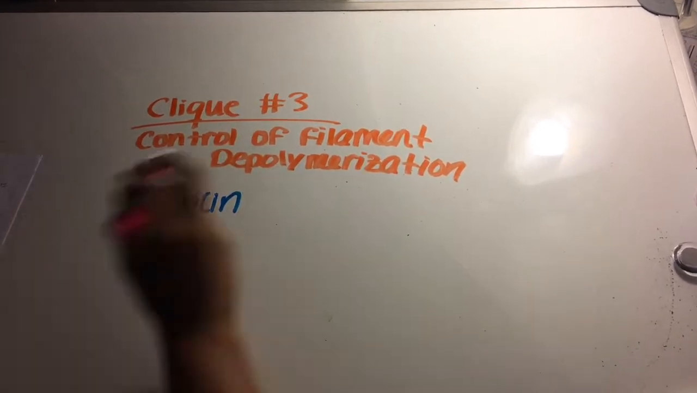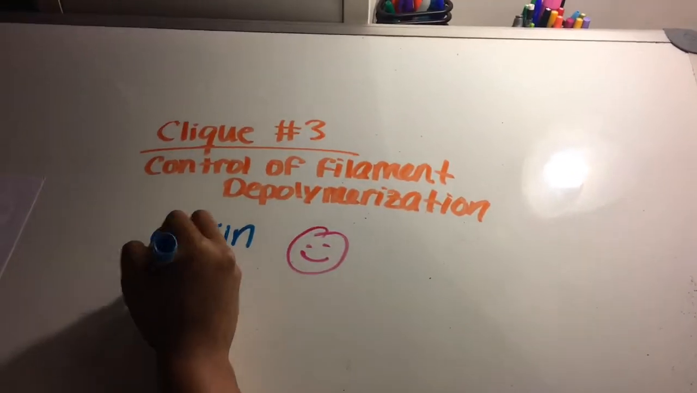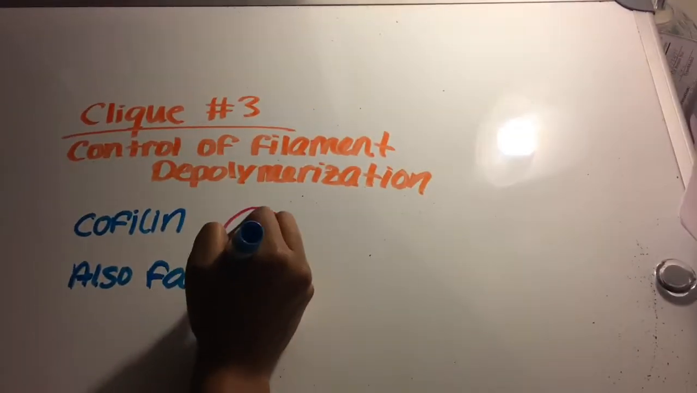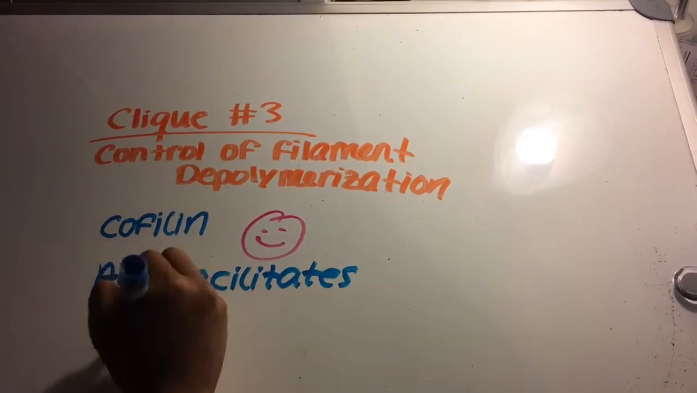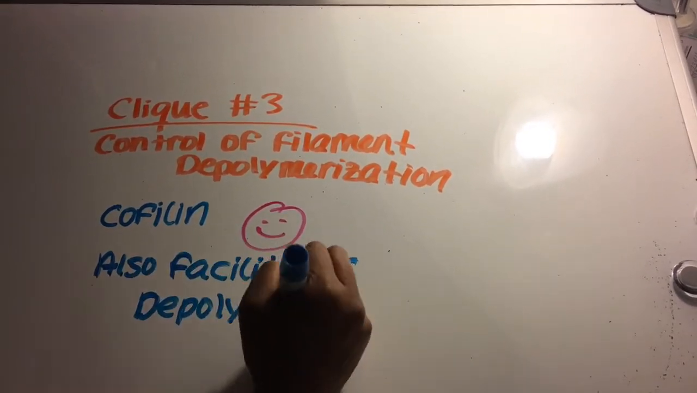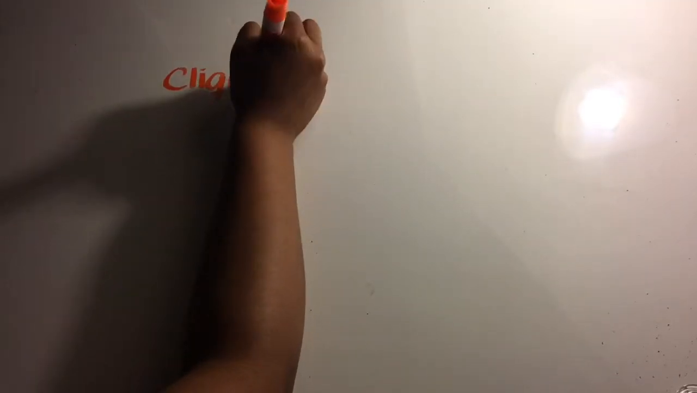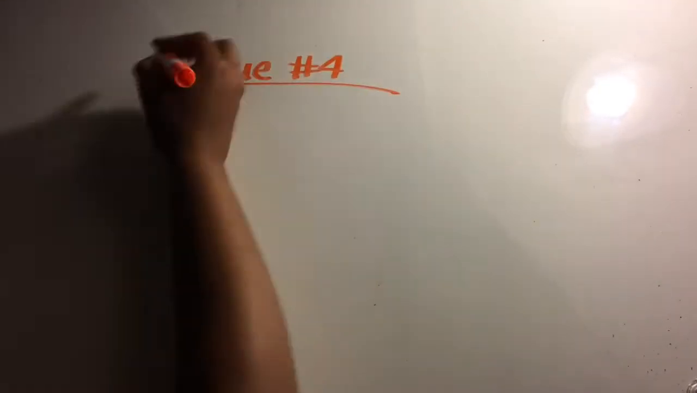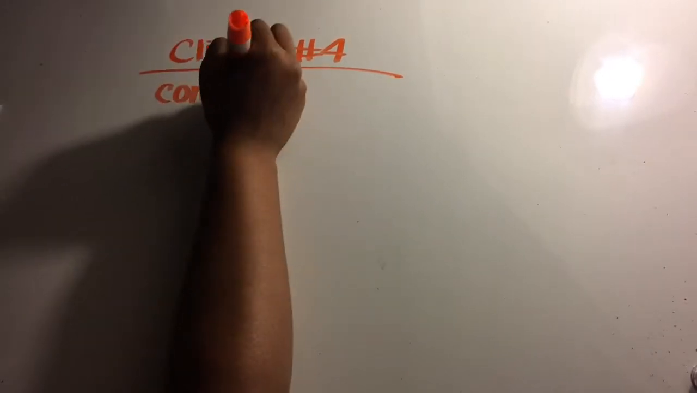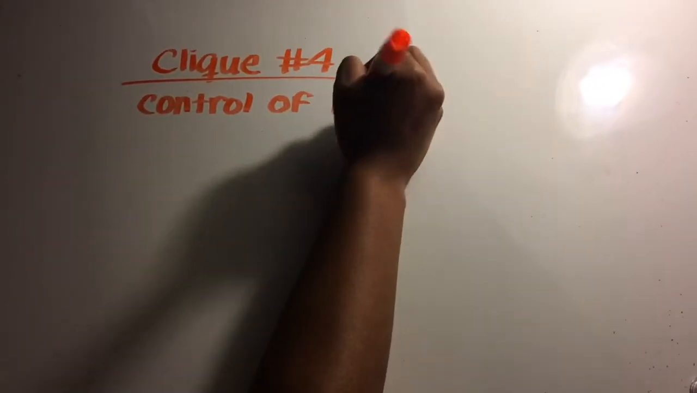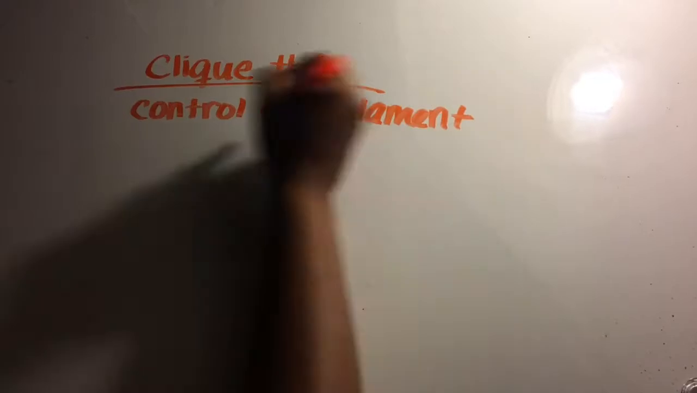There's also another protein in this group called cofilin, which we talked about earlier. Cofilin's really friendly. It likes to be in more than one clique. And basically this one's also going to help facilitate depolymerization in its own way, because it basically accelerates the disassembly and depolymerization. So clique number 4, this one's going to be in charge of filament structure.